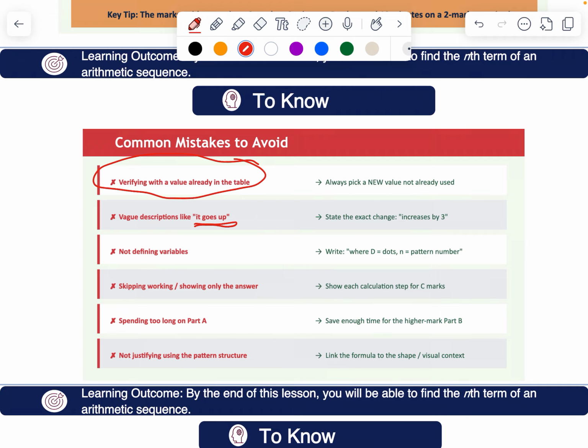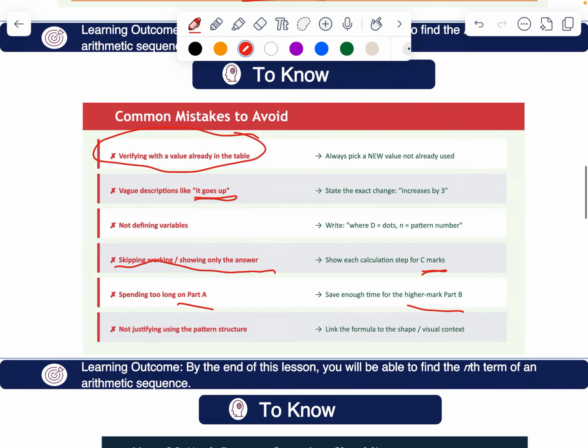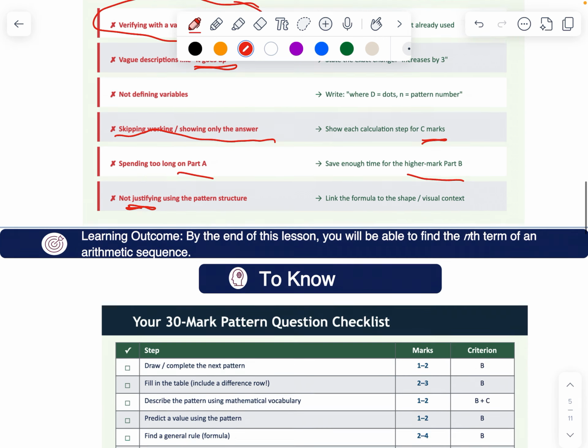Not defining variables. Sometimes you have to do this, but sometimes the question does it for you. Sometimes it might use a letter like A for area and things like that. You need to make sure you're showing your workings. That's for your communication marks. Don't spend too much time on the first section because that's only usually worth about 10 marks. We need to focus on the second part, which is worth about 20. And this one's probably the most common, trying to get that justification.